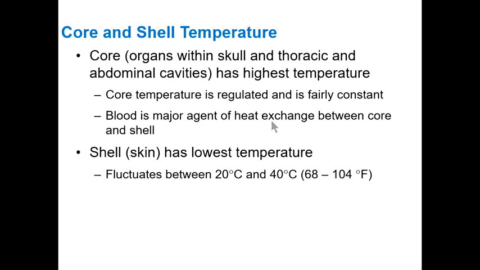Blood is the major agent of heat exchange between the core and the shell, which is your skin. That has the lowest temperatures. It can fluctuate tremendously, 20 degrees Celsius or almost 40 degrees Fahrenheit, depending on the environment that you're in and your heat production.